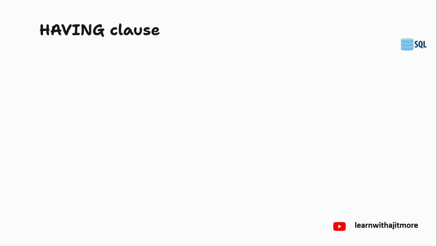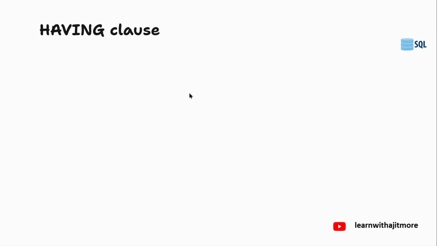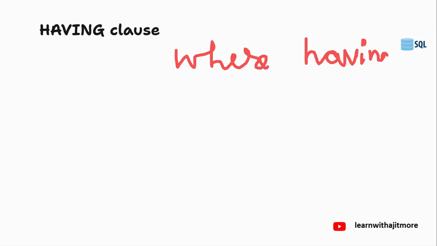Okay? Now moving to having clause. So multi-level, single column grouping, multi-column grouping. I hope you got it. Right? Now moving to having clause. Okay? This is again a very common interview question. That is, what is the difference between a where clause and a having clause? The purpose is same. Okay, for filtering records. Whenever you want to filter the records, both are used.